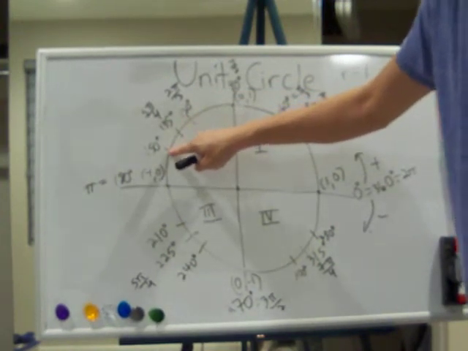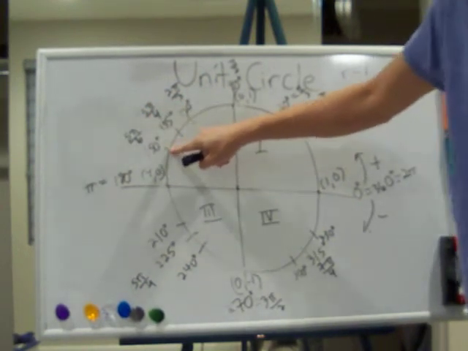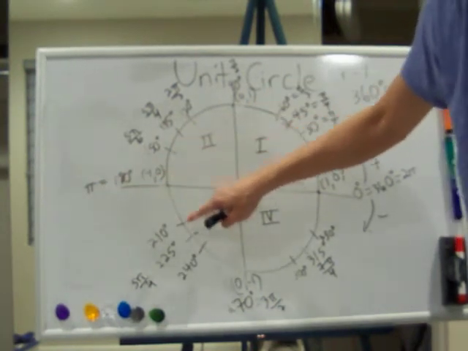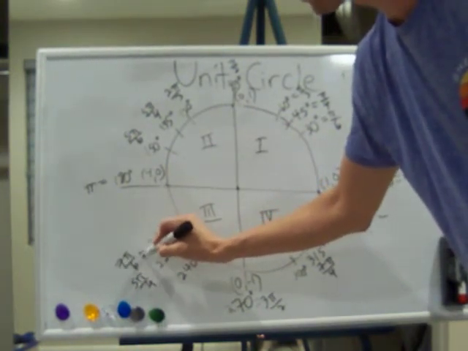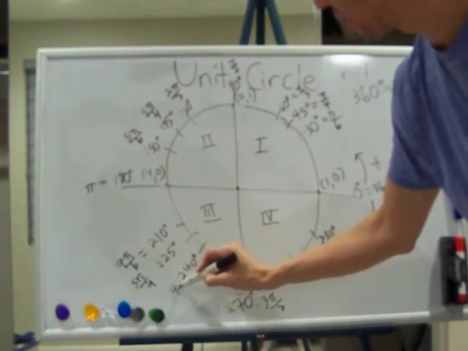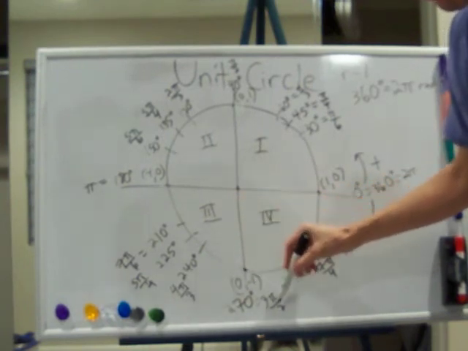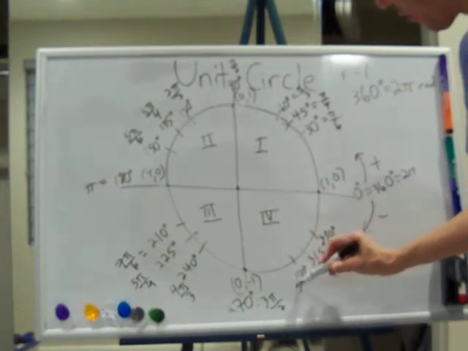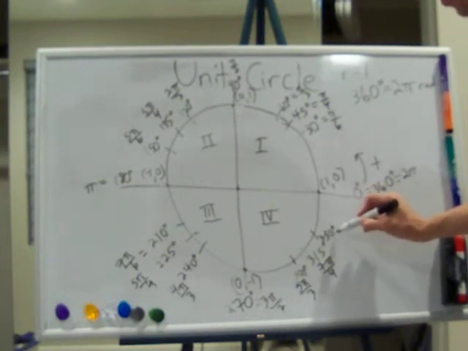And this is going to be 5 pi over 6 if I just keep counting. So 5 pi over 6 is the same as 150 degrees. 6 pi over 6, same as pi. 7 pi over 6, that's the same as 210 degrees. And then we have 8 pi over 6, which is the same as 4 pi over 3. 9 pi over 6 is the same as 3 pi over 2. 10 pi over 6 is the same as 5 pi over 3, and then finally 11 pi over 6.